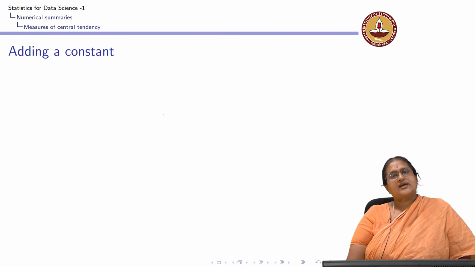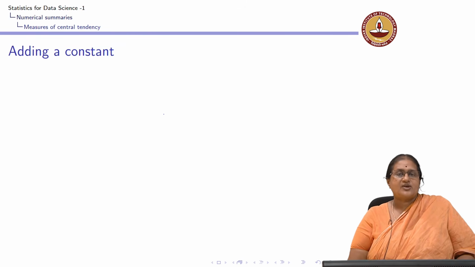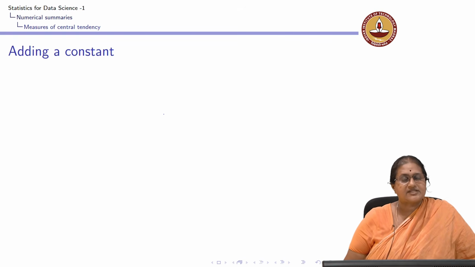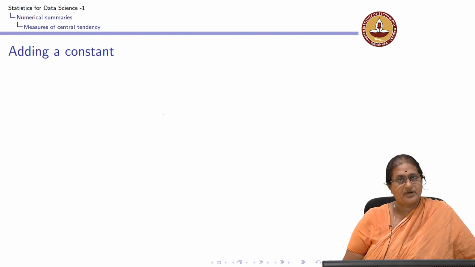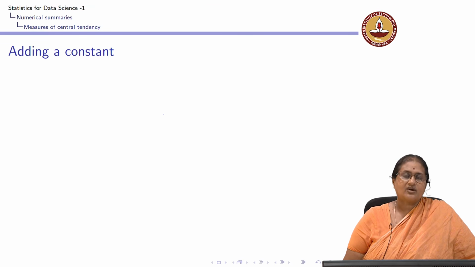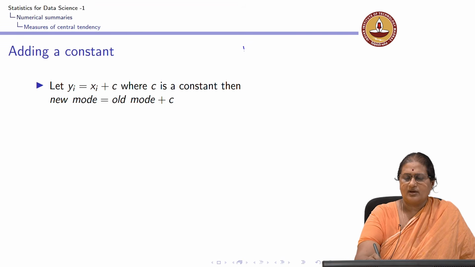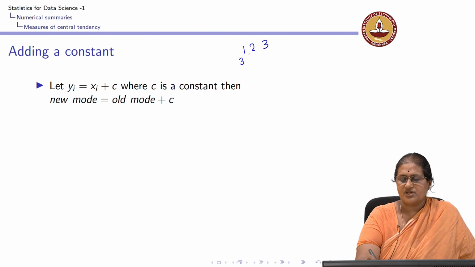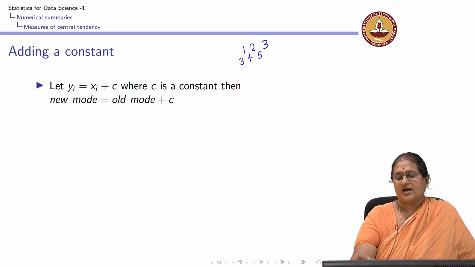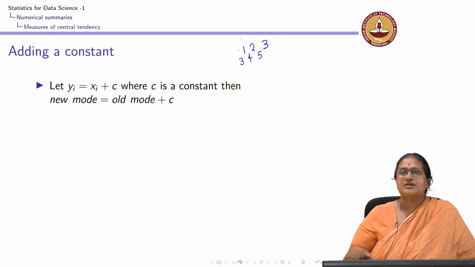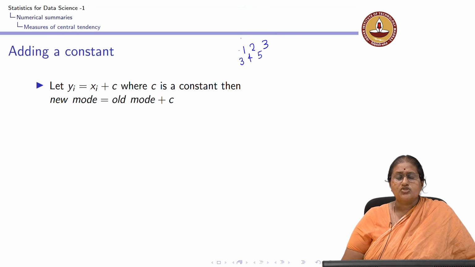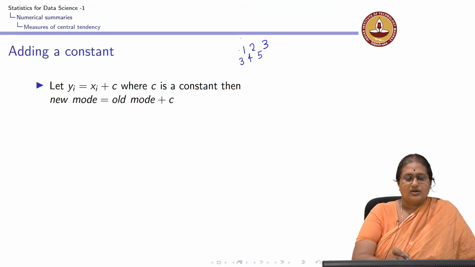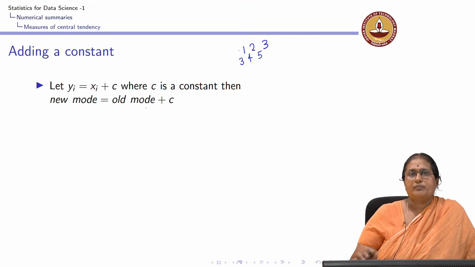Now, as we did in the case of the mean and the median, let's see what happens when we manipulate a data set, namely when we add a constant and when we multiply with a constant. When we add a constant to each of the observations of the data set, for example, I have 1, 2, 3 and I am adding a constant to each one of them. This becomes 3, this becomes 4 and this becomes 5. I can see that the characteristic of the data set remains the same. So the new mode is just the old mode plus C.